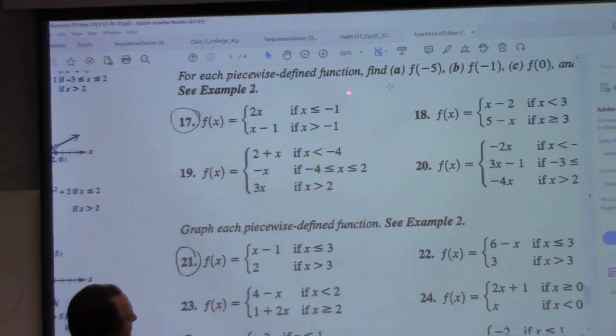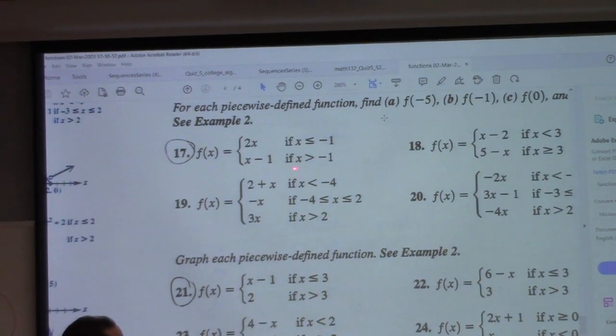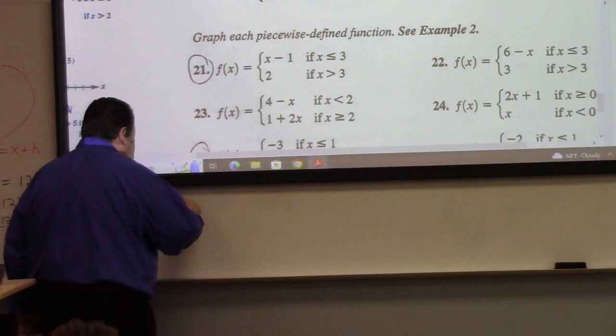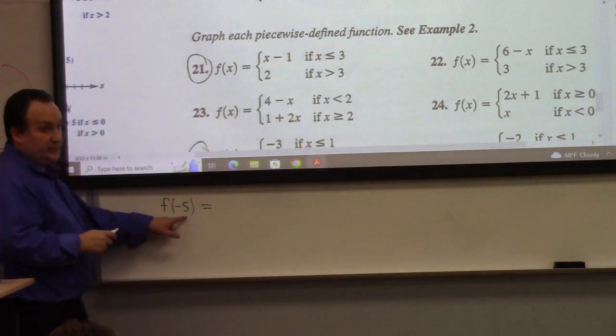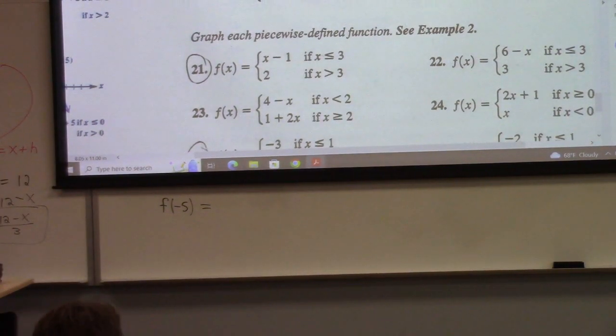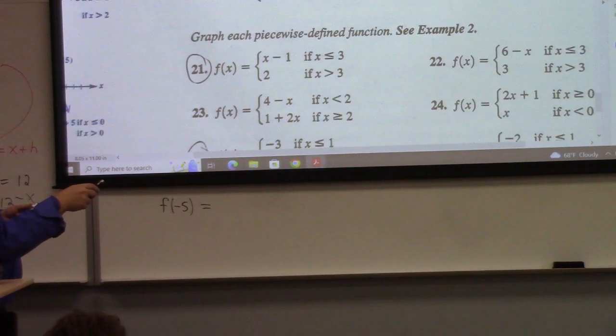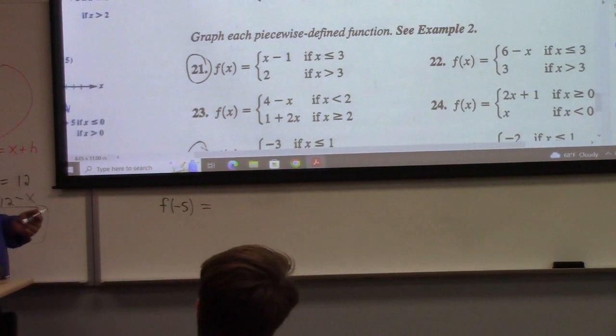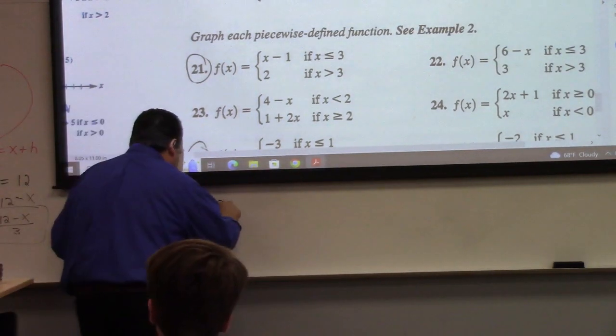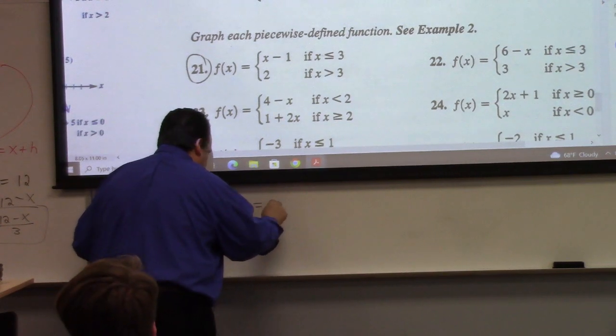So let's look at this one here. f of x is 2x for x less than minus 1, and f of x is x minus 1 if x is greater than minus 1. We're asked to calculate f of minus 5. What is it equal to? Let me write it down here. f of minus 5 equals what? The input minus 5, which case does that fit into? Is minus 5 larger than minus 1 or less than? It's less than minus 1, right? So I use the formula 2x. So I do 2 times minus 5, and the answer is minus 10.